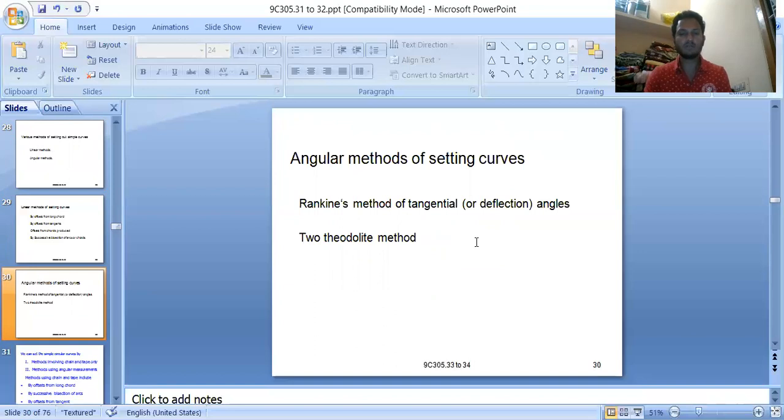Now, angular methods of curve setting. We have 2 different methods: two-theodolite method and Rankine's method of deflection angles. These are the 2 methods we will use for setting curves by using angles.